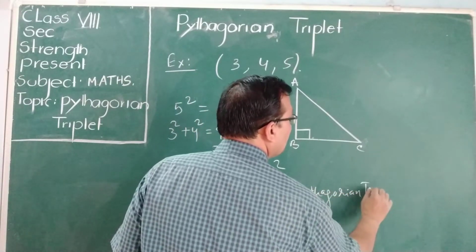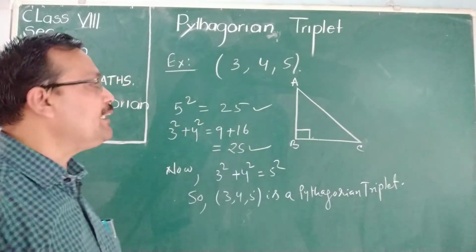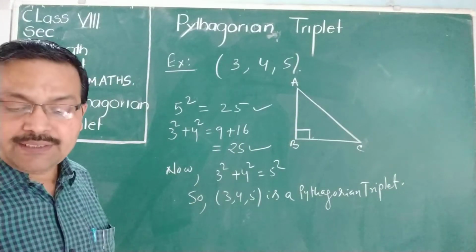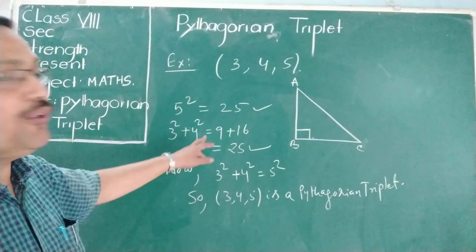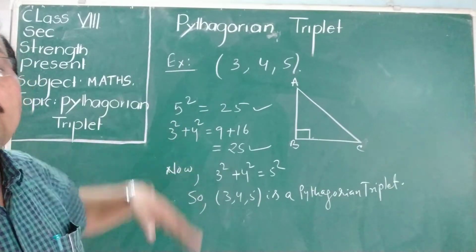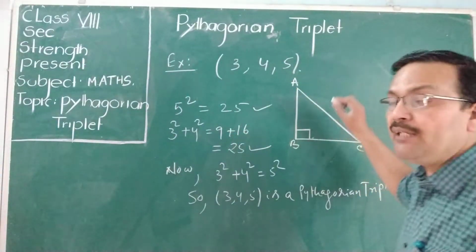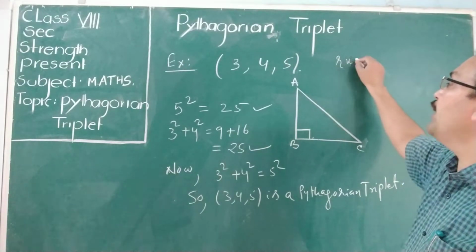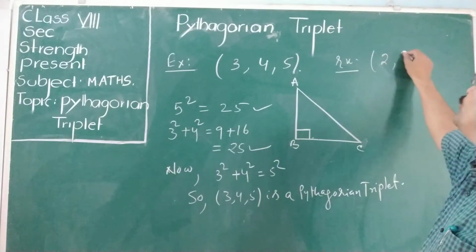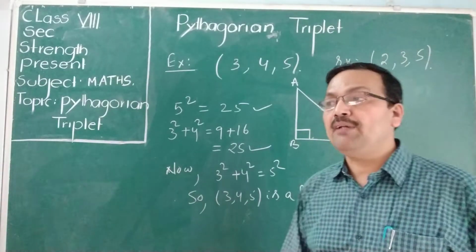It is a Pythagorean triplet. Okay? In this way, we can show whether a triplet belongs to Pythagorean triplet or non-Pythagorean triplet. Even in another example, I will show that. Suppose I take 2, 3, 5. Does 2, 3, 5 belong to Pythagorean triplet or not?